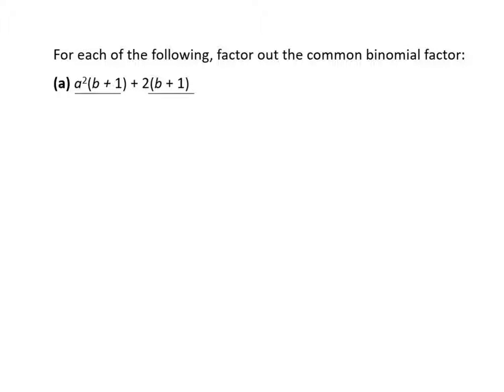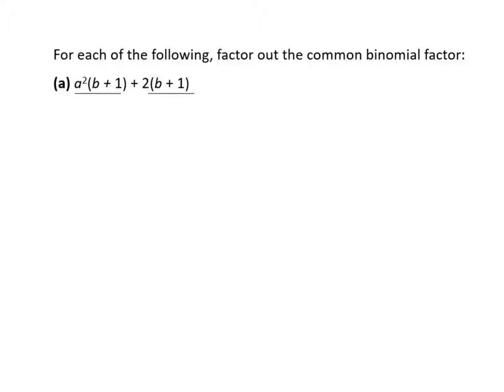Now we also want to be able to factor polynomials using a grouping method. In this instance, this is example 3a, we're asked to factor out the common binomial factor. So we really have two terms here, and you can see that I've underlined each of those two terms. And by the way, just for clarification, that first term is a term by itself because the a squared and the b plus 1 are multiplied together. Terms are separated by addition and subtraction, so that multiplication makes them be one term.